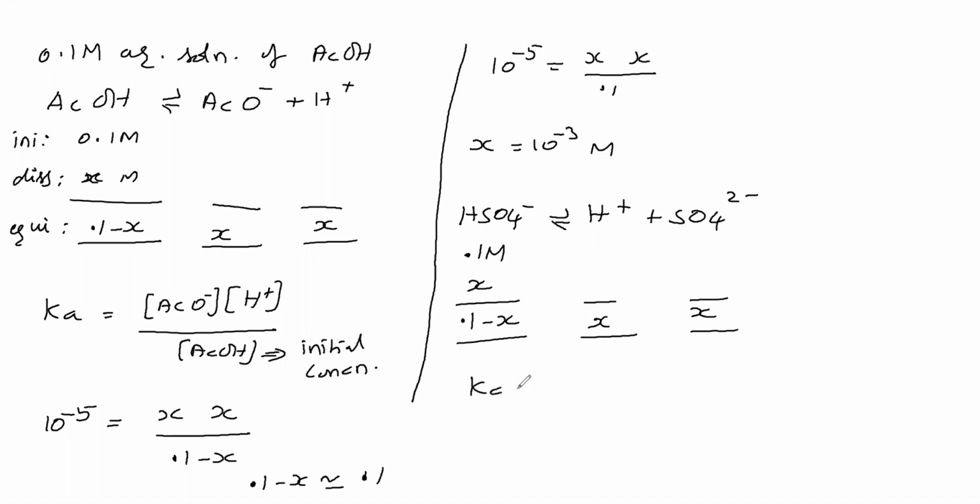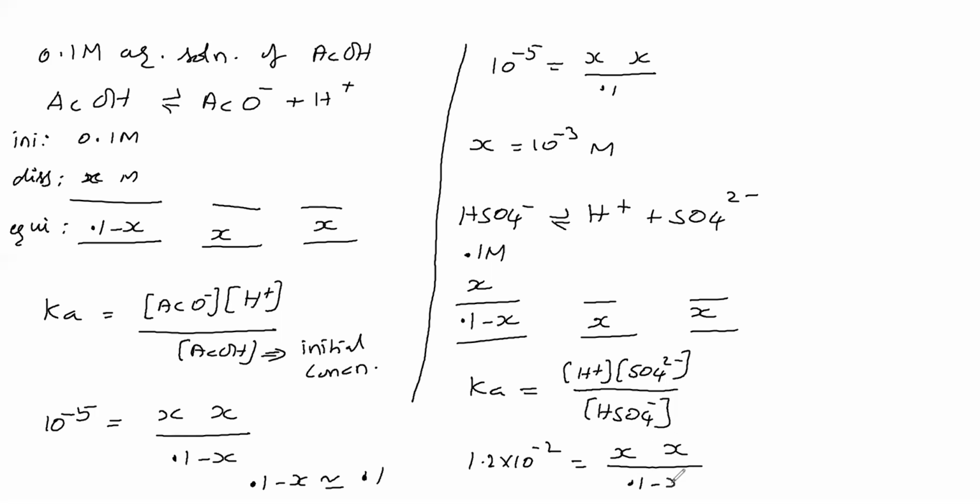Now the equilibrium constant for this is equal to the concentration of H plus times the sulfate concentration divided by the concentration of bisulfate. The equilibrium constant is roughly 1.2 into 10 power minus 2 for this. Now we write the H plus concentration, sulfate concentration, and bisulfate concentration at equilibrium, and we have substituted 0.1 minus x here.